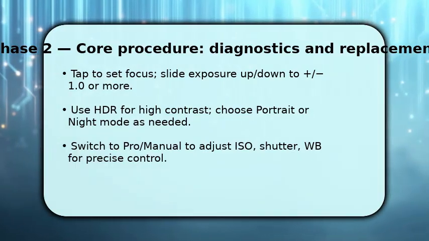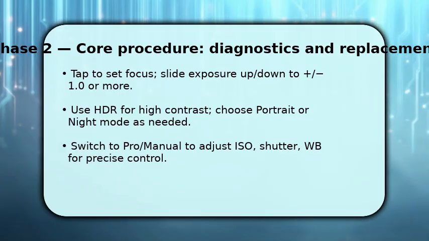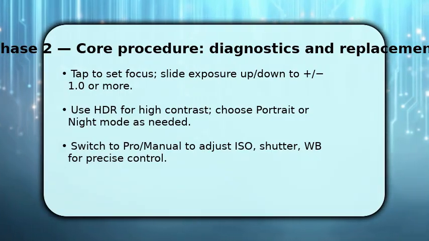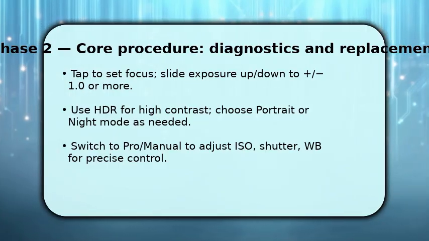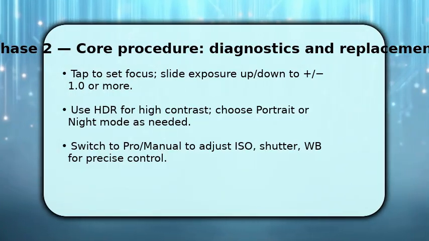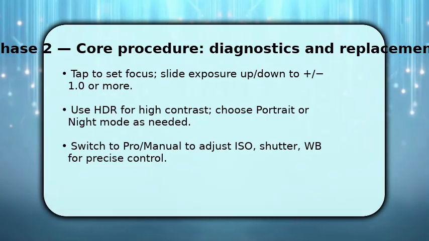Turn on HDR in high contrast scenes, or pick portrait for depth and night for low light. If you need precision, switch to Pro or Manual. Reduce ISO to avoid noise, lengthen shutter for motion, and set white balance to keep colors accurate.